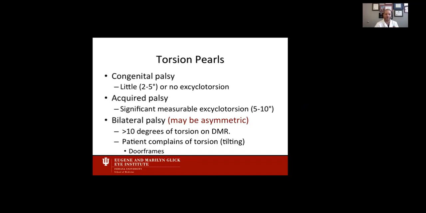What you're really looking out for are these bilateral palsies. These are the people who come in complaining of torsion. They complain of door frames looking slanted, and they will typically have 10 degrees or more of torsion, which is measurable on double Maddox rod testing. And also on their fundus exam, you can see torsion of the fundus.